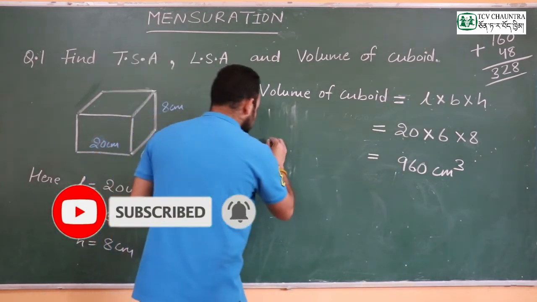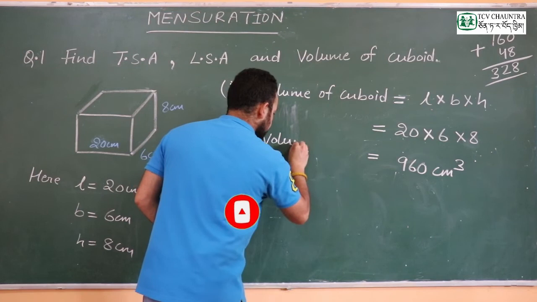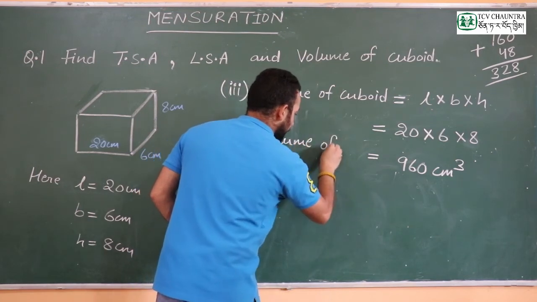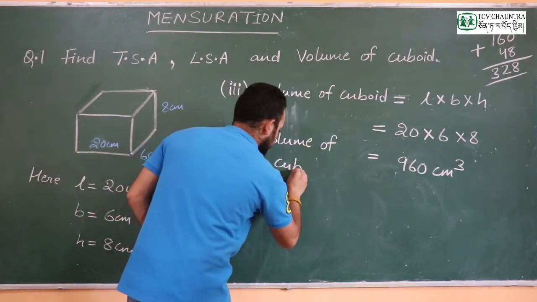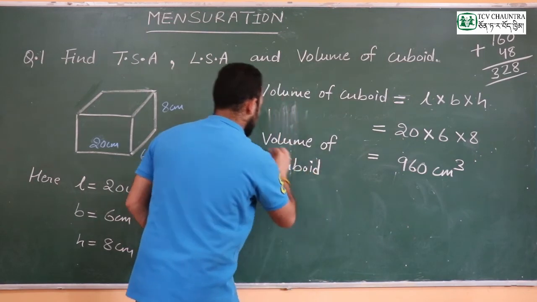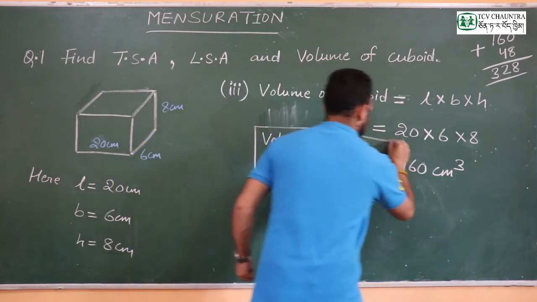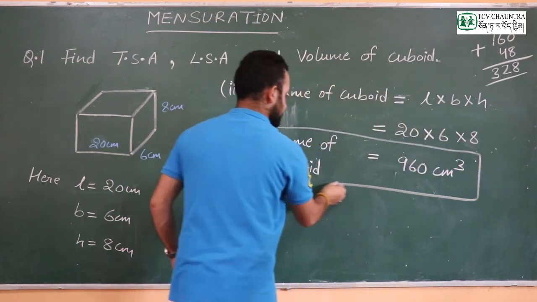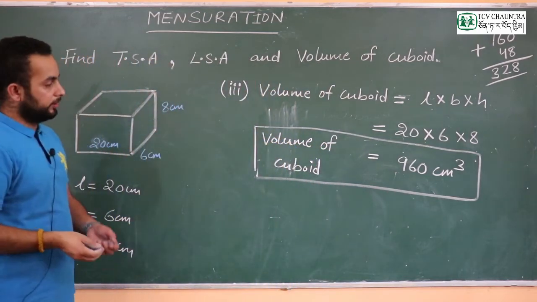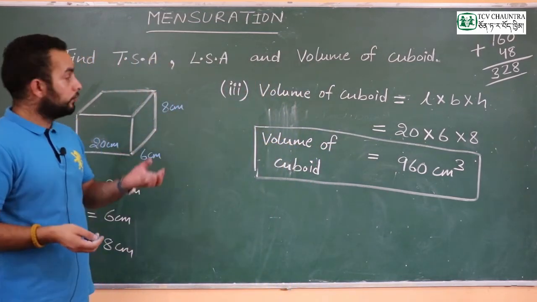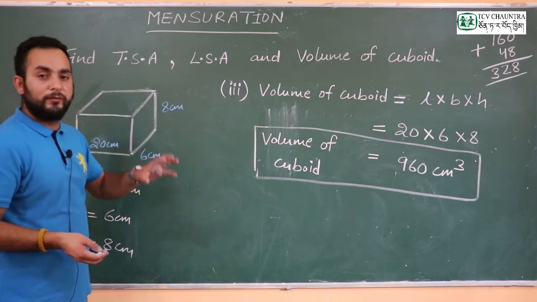So the value of volume of cuboid is 960 centimeter cube. So this is how you are going to solve the questions on the basis of cuboid.